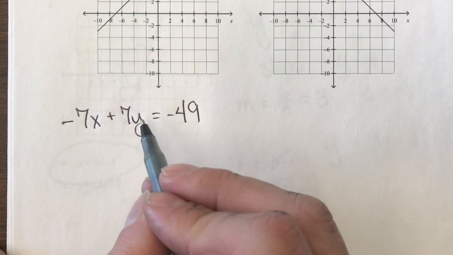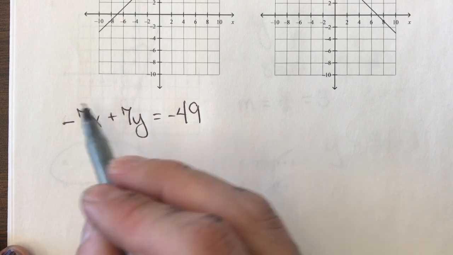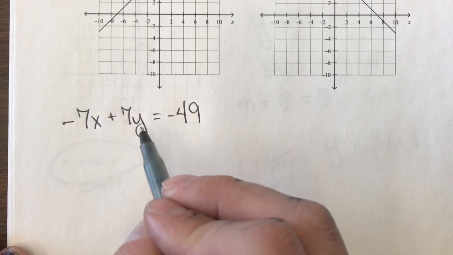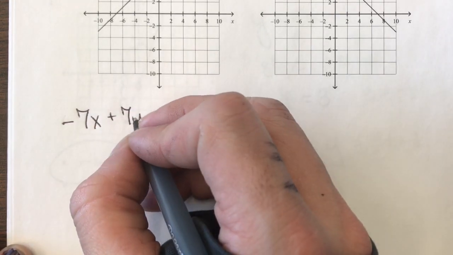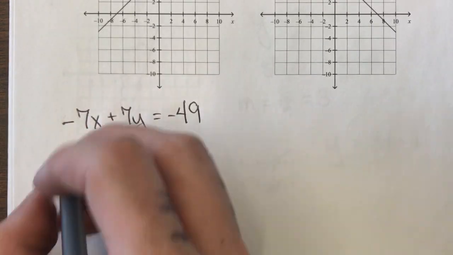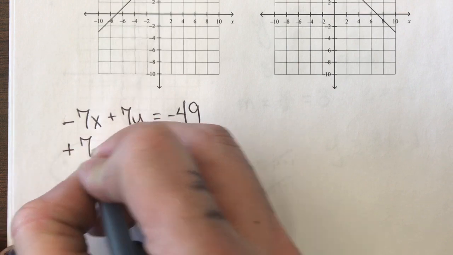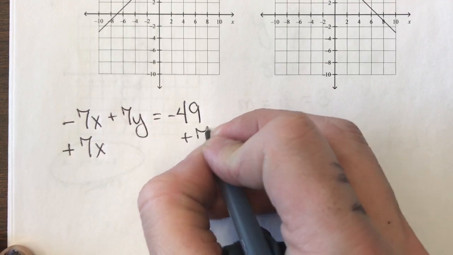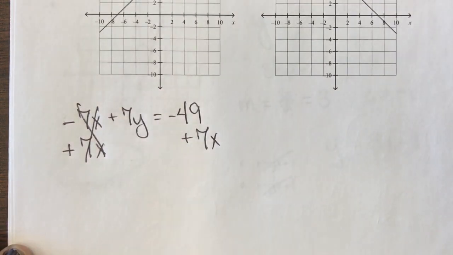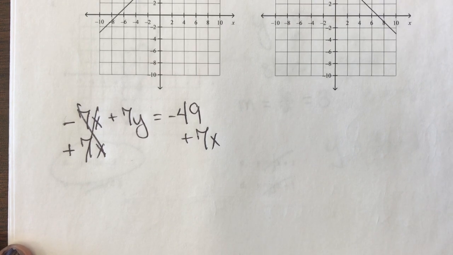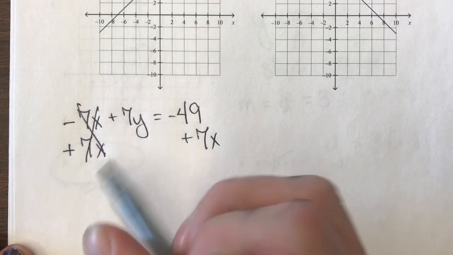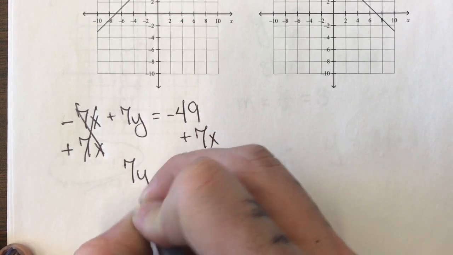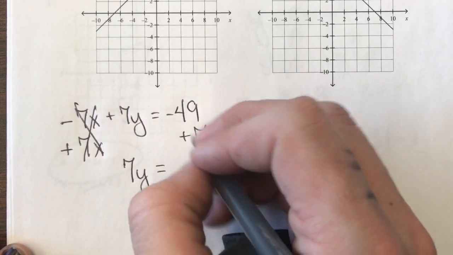I got to get y all by itself. Negative 7x is over here with the y, and regular 7 is over here with the y. First thing that I have to get rid of is the negative 7x. The way I do that is I add 7x to both sides, and that cancels out the negative 7x on the left. Now I have 7y, and these guys don't combine.